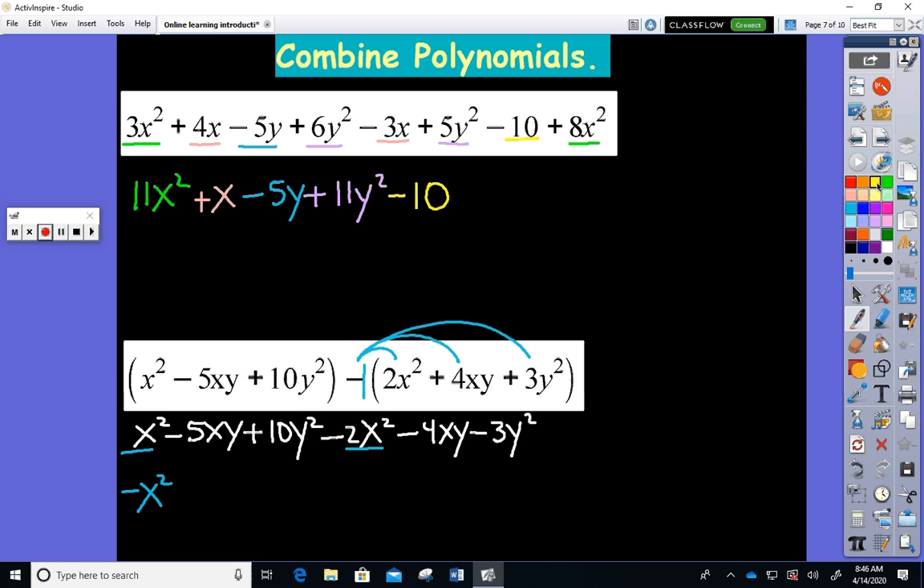Let me gather all my xy terms. So I'll do it down here. So negative 5 and negative 4 is negative 9xy. Let me gather all of my y squared terms. So looks like 10y squared minus 3y squared is plus 7y squared.